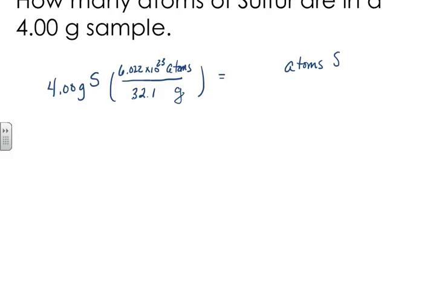So the calculation, we have 4 multiplied by Avogadro's number, and then we divide that by the molar mass of sulfur, 32.1, and that gives us 7.50 times 10 to the 22nd atoms of sulfur.